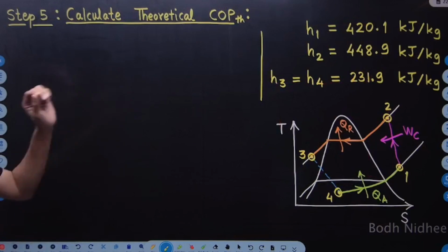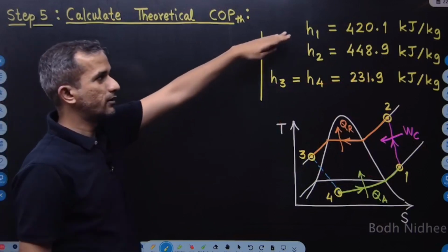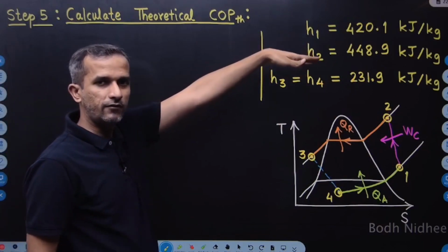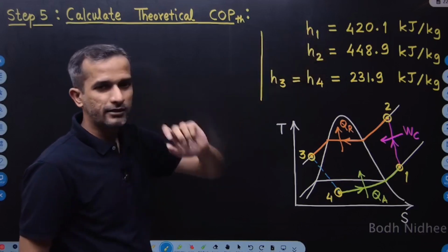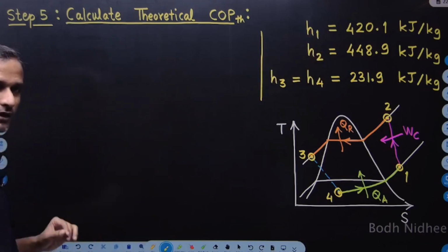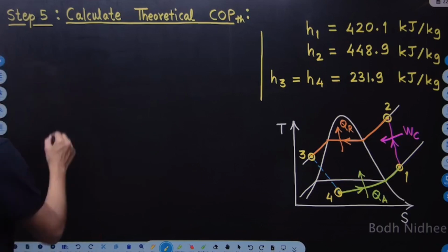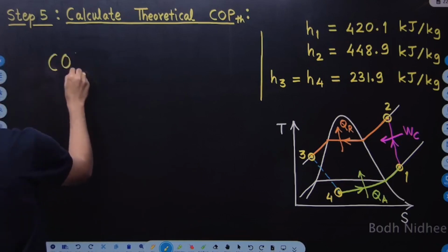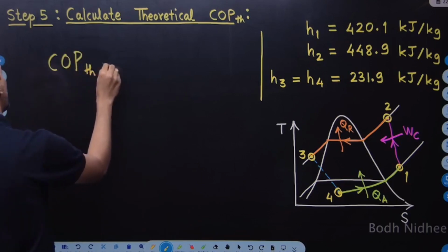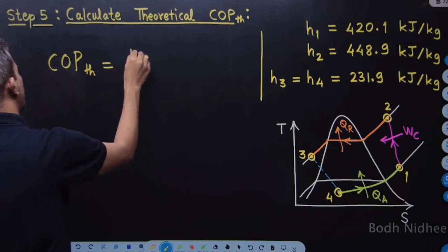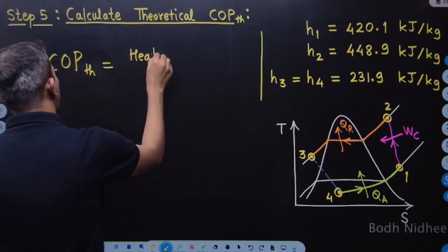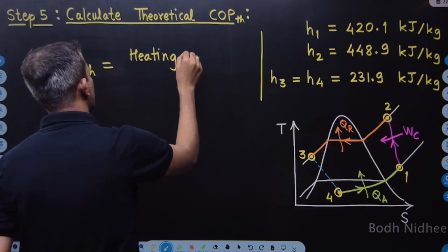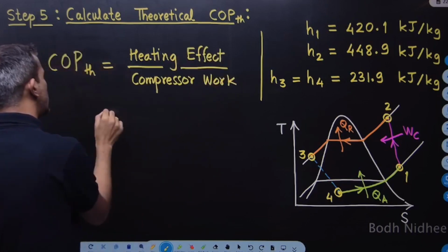You will get the answers like this. So we'll get H1, H2, H3 and H4, which I have already found, and these values are like this. Now we'll go for the calculation of theoretical COP. As I said, what is the theoretical COP for a heat pump? The objective of a heat pump is what? To heat something. So heating effect upon input power.